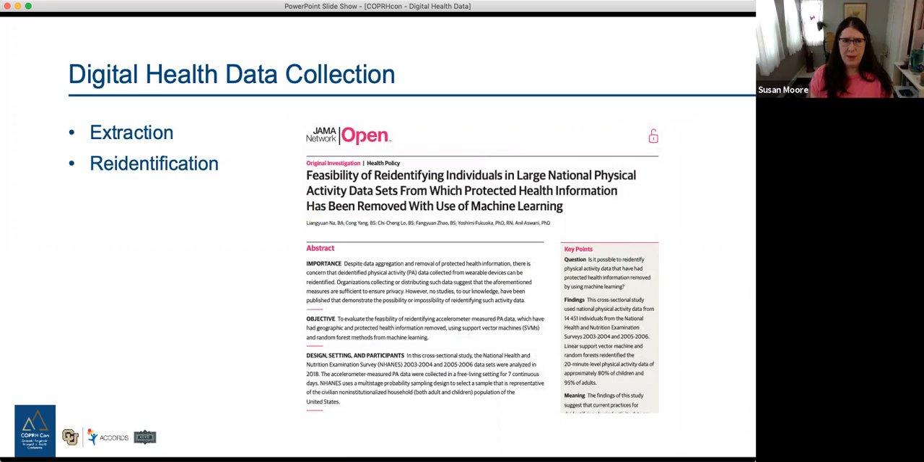So this study was published in JAMA Open, looking at the NHANES data set, so 14,000 individuals across a couple of data collection aspects who had their data de-identified after being used for physical activity tracking with an accelerometer for a week. They took the data, and they had demographic information for the research data set separately, and they ran machine learning algorithms over it to see if it was possible to re-identify it. And what they found out was yes, 95% of the adults in this particular study, they were able to match the physical activity data to exactly who they were.